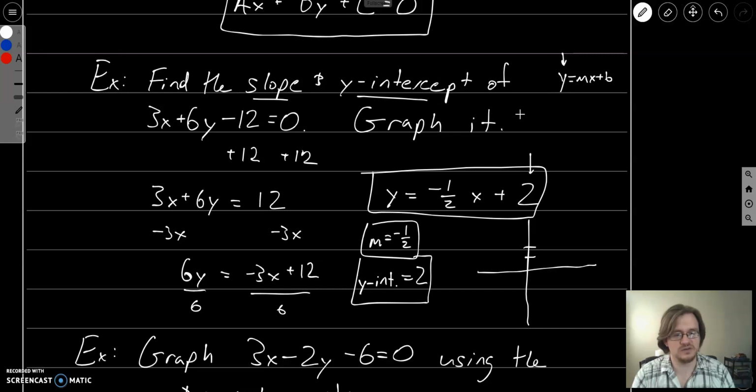Our y-intercept is 2, which means that this line is going to hit the y-axis at 2. So we come up 2, and this is our point. Our slope is negative 1/2. So remember that slope is going to be rise over run. So we're going to rise negative 1 and run 2. Well, if we're going to rise negative 1, that just means that we're going to go down 1. And with a run of 2, that means we're going to go to the right 2. So down 1 over 2.